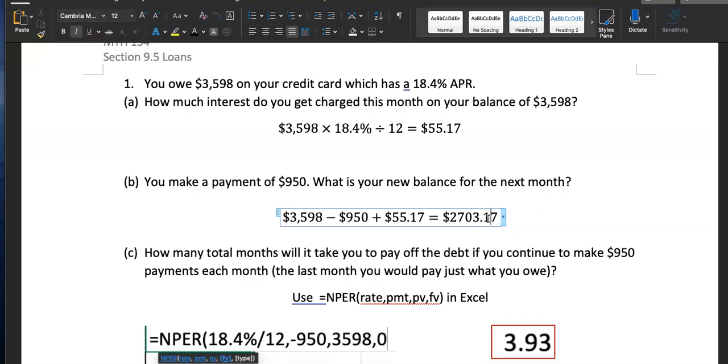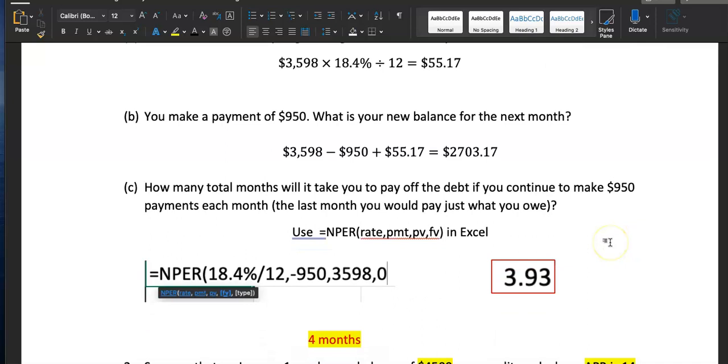Why? Because you made a big payment of $950, right? All right, so you continue to make this $950 each month. And this is really great. I wish I could do that. But that seems a little, that's a lot every month. How many total months will it take you to pay off the debt if you continue to make $950 payments each month? Okay, the last month you would pay just what you owe.